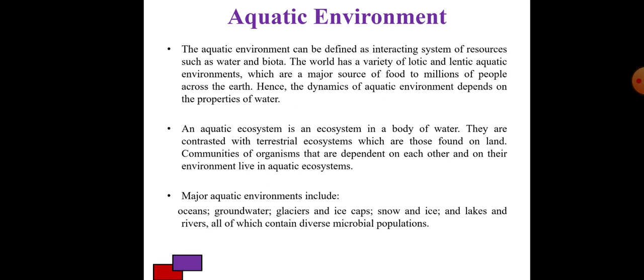Then next one, an aquatic ecosystem is an ecosystem in a body of water. They are contrasted with terrestrial ecosystems, which are those found on land. So communities of organisms that are dependent on each other and on their environment live in the aquatic environment. Major aquatic environments include oceans, groundwaters, glaciers and ice caps, snow and ice, and lakes and rivers, all of which contain diverse microbial populations. So this is the aquatic environment.